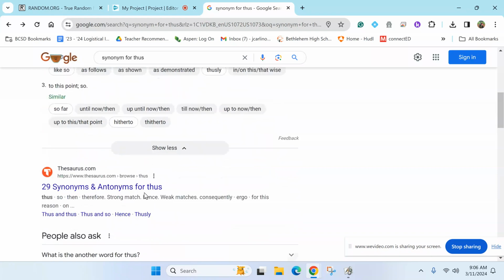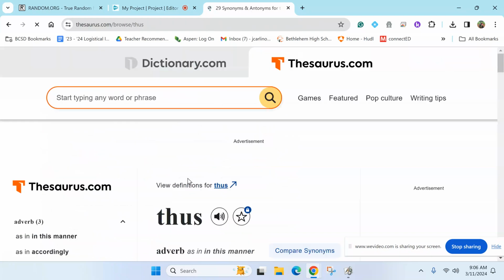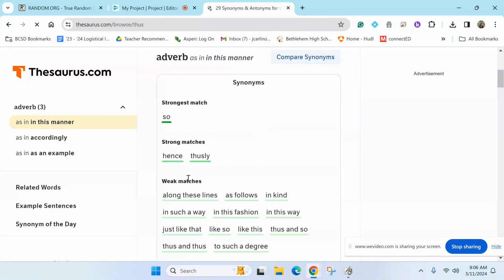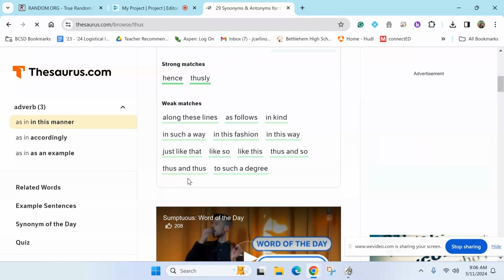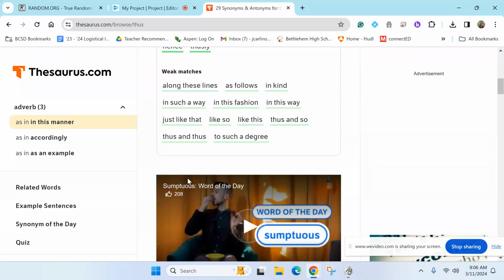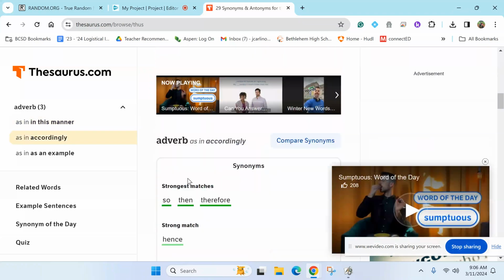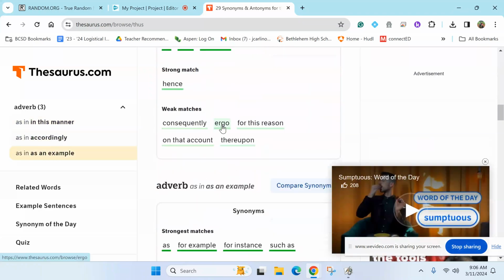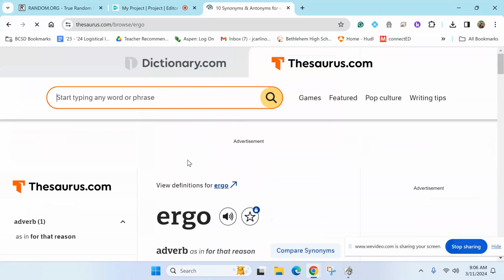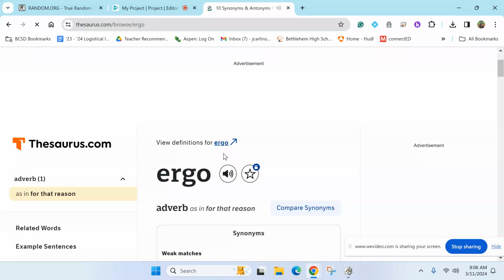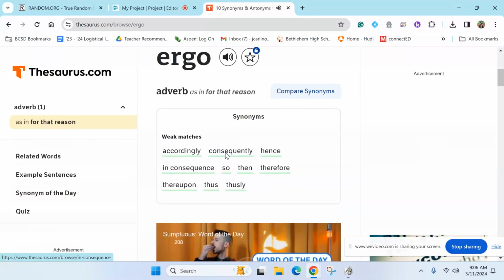Wow, we got a lot there. Along the lines, in this fashion, to such a degree. All right, you guys got a lot there. I don't want to see thus. We got a lot here. There's our boy, ergo. Oh, ergo. Put that out. There you go, remix version.